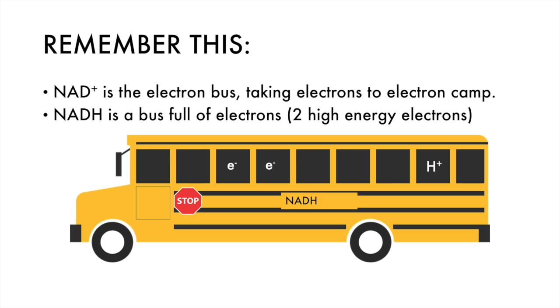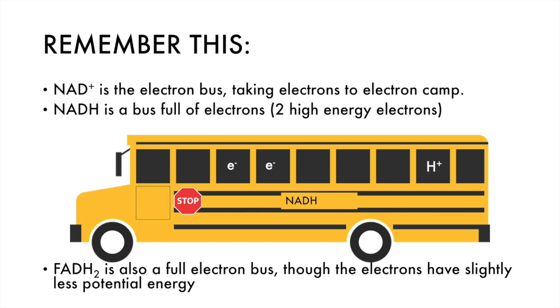It's got 2 electrons with high potential energy as well as a proton, and they're all going to go to electron camp. And we'll tell you about electron camp later on. It comes at the end. FADH2 is another electron bus. It's not as abundant as NADH. We don't talk about it as much, but it's got the same thing going on where it carries electrons too, but those electrons don't have quite as much potential energy as the ones that get onto NAD plus.